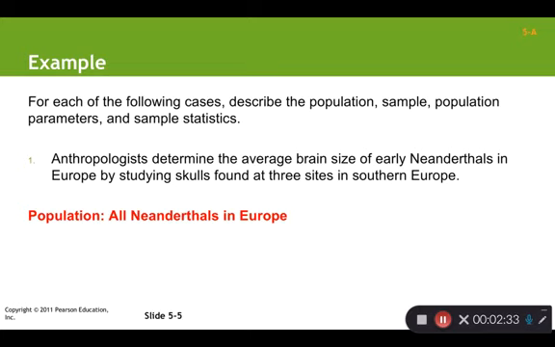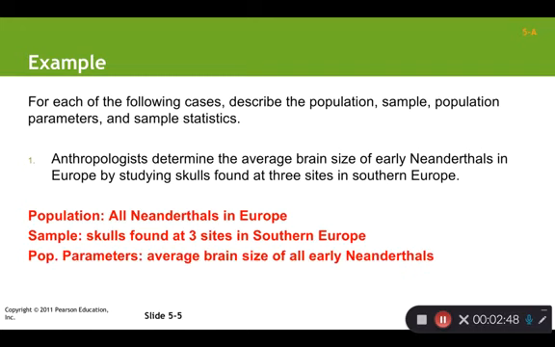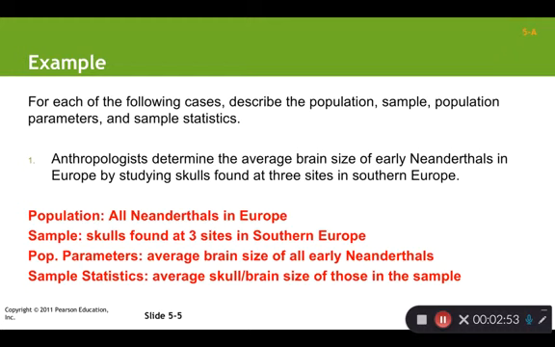But there's no way that we're going to be able to actually get this information, and so the sample would be just the skulls they found at those 3 sites in southern Europe. The parameter, it seems like they want to determine the average brain size, so that would be our parameter. But since they're not really going to be able to figure that out about all early Neanderthals, instead my statistic would be the average skull or brain size that they get from those in the sample. Sometimes in these problems, they don't actually provide a percentage or statistic for me. So I just have to explain what the statistic would be if it were given in the scenario.